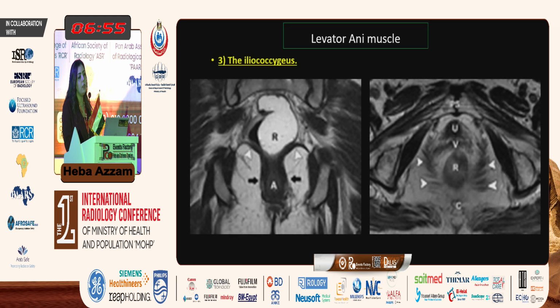The third part of the levator ani muscle is the iliococcygeus muscle, which arises from the arcus tendineus fascia covering the obturator internus muscle. Here's the obturator internus muscle, and this is the origin of the iliococcygeus muscle. We can see it here in the coronal images. The iliococcygeus muscle is best appreciated in the coronal images. So we can see it here bilaterally. This is the left iliococcygeus, and this is the right iliococcygeus muscle. In the axial images, we can see fibers of the iliococcygeus muscle.